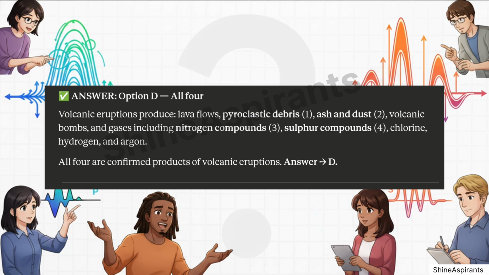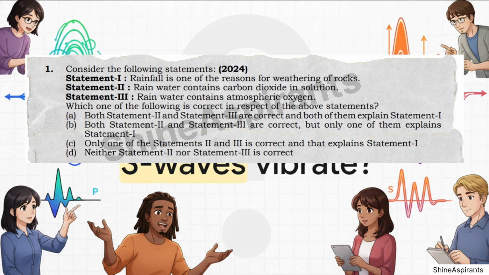Answer, option D, all 4. Volcanic eruptions produce lava flows, pyroclastic debris, 1. Ash and dust, 2. Volcanic bombs and gases including nitrogen compounds, 3. Sulfur compounds, 4. Chlorine, hydrogen and argon. All 4 are confirmed products of volcanic eruptions. Answer D.